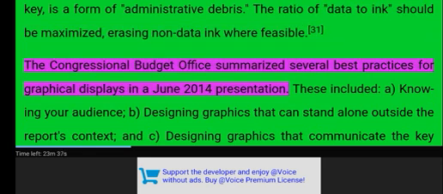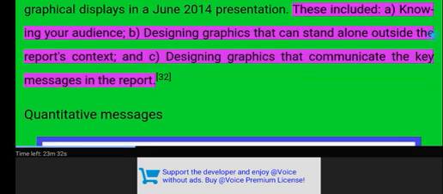The Congressional Budget Office summarized several best practices for graphical displays in a June 2014 presentation. These included: a. knowing your audience, b. designing graphics that can stand alone outside the report's context, and c. designing graphics that communicate the key messages in the report.